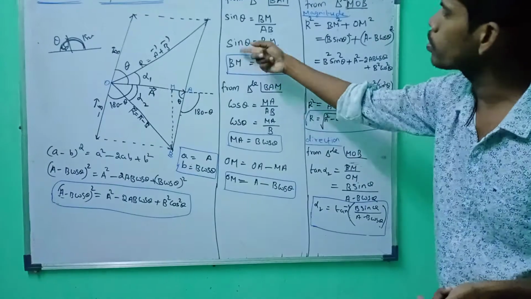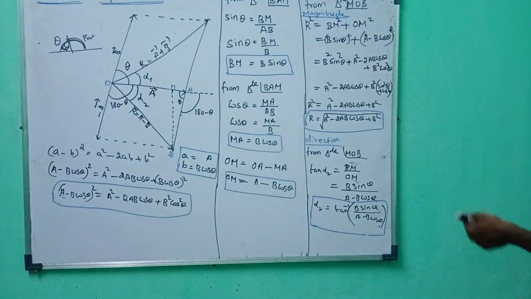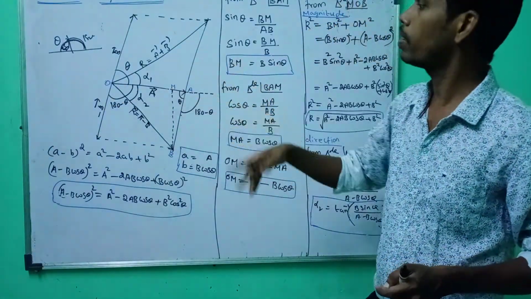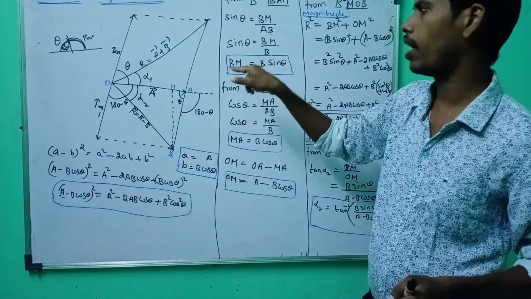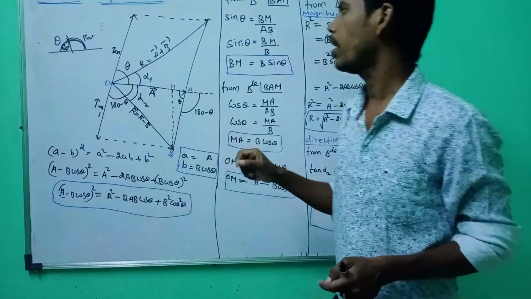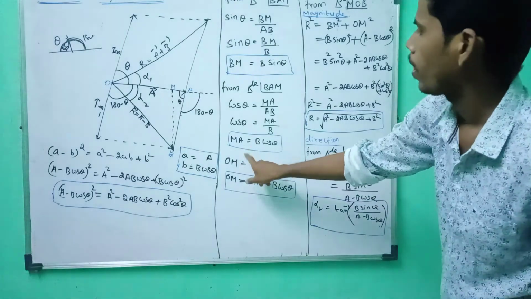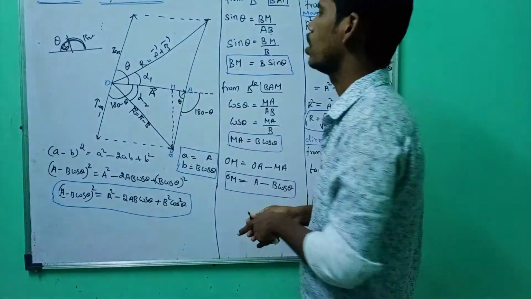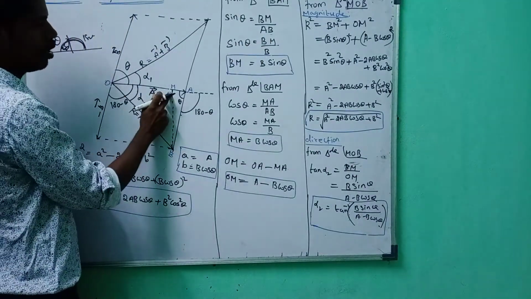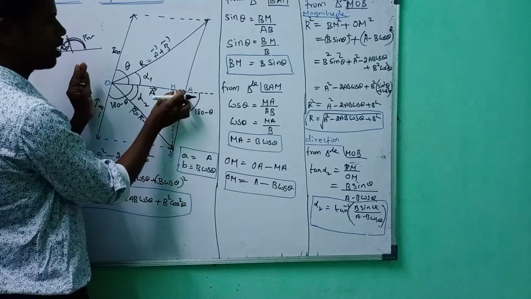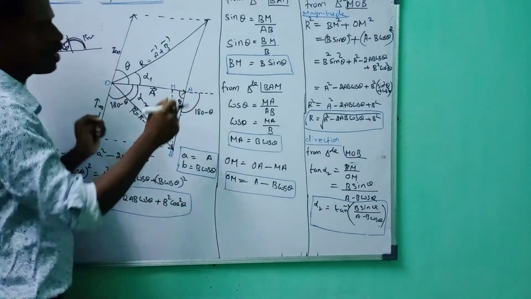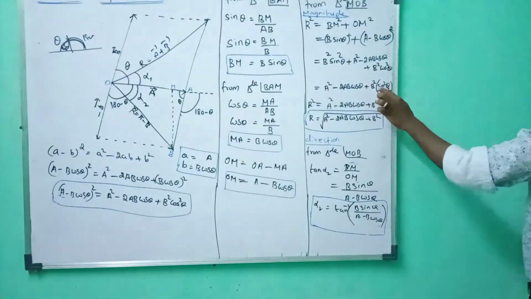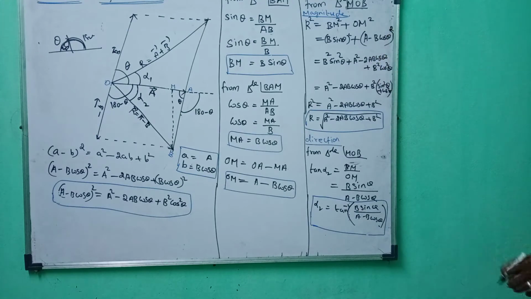BM squared, BM is B sin theta, so it becomes B sin theta the whole square. Then OM. OM means from here to here. We don't know that value, but we know that O to A is A. A to M we found here: this is B sin theta, this is B cos theta. I want only OM. Totally A, minus B cos theta. So A minus B cos theta the whole square.